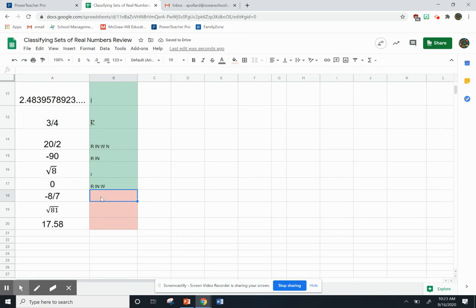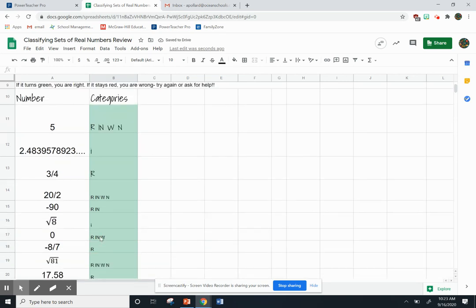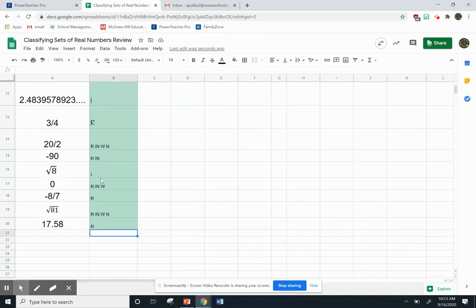Negative 8/7, anytime you see it as a fraction, it's automatically rational. The square root of 81, this is one of our perfect squares that we need to memorize. The square root of 81 becomes 9. 9 is a rational integer, whole, natural number. And 17.58, this one becomes confusing to some of us, but when it stops, there's no dot, dot, dot, it terminates, it is just a rational number. So those would be the answers to these problems. So make sure you guys understand these type. You are going to be seeing it on your quiz.